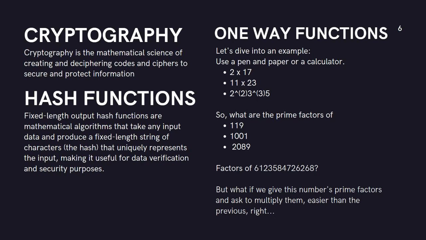So what are the prime factors of 119? If we put it on a calculator or if we Google, we find it to be 17 into 7. And what are the prime factors of 7 into 11? What are the prime factors of 1001? Yeah, it is 7 into 11 into 13. So what are the prime factors of 2089?